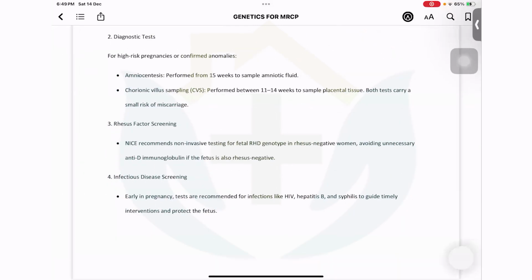Okay, then comes the diagnostic test. In the diagnostic test, there are certain pregnancies which we do for high-risk pregnancies or where they had a previous gestation with confirmed anomalies. Amniocentesis is performed from 15 weeks on an amniotic fluid sample. Chorionic villus sampling is between 11 to 14 weeks. Usually everything should be done before 16 weeks so that you can decide on miscarriage and all.